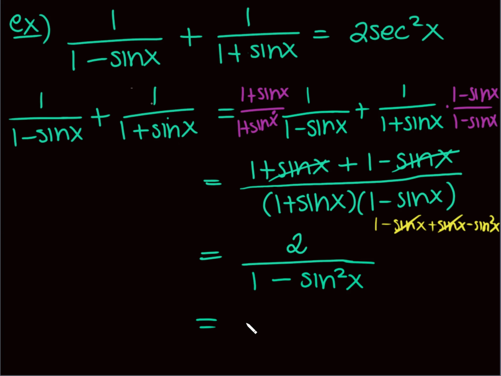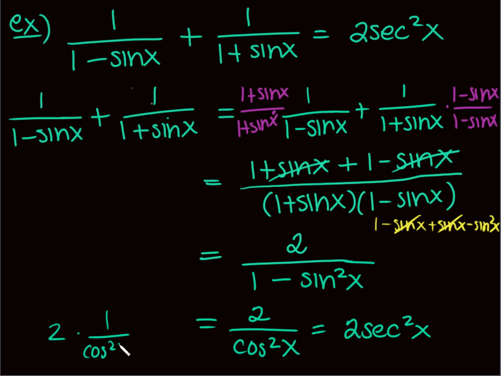What is 1 minus sine squared x? Well, we saw that before. That is cosine squared. And then what is 1 over cosine squared? Well, 1 over cosine squared is secant squared. So basically, I can just rewrite it. Technically, that's what I've done, though you wouldn't have to show that. And I get 2 secant squared. That is exactly what I wanted. And so that's what we got.